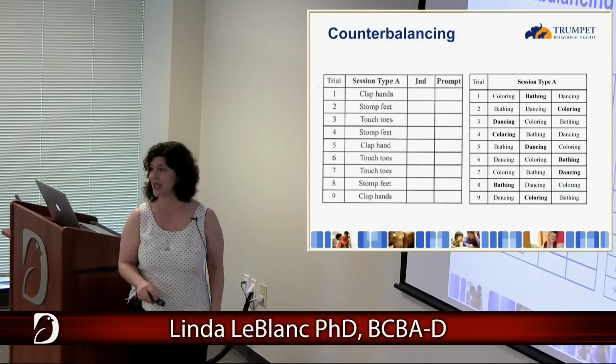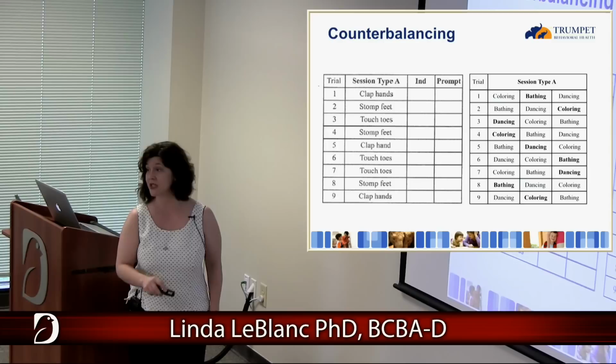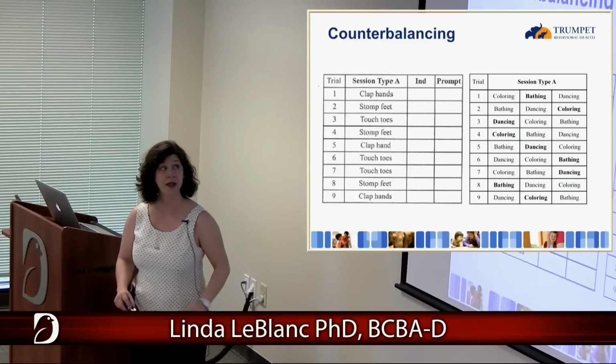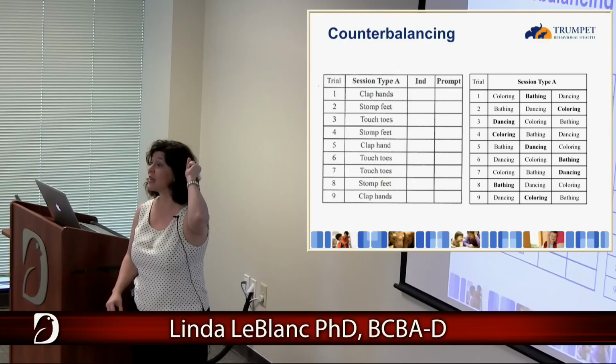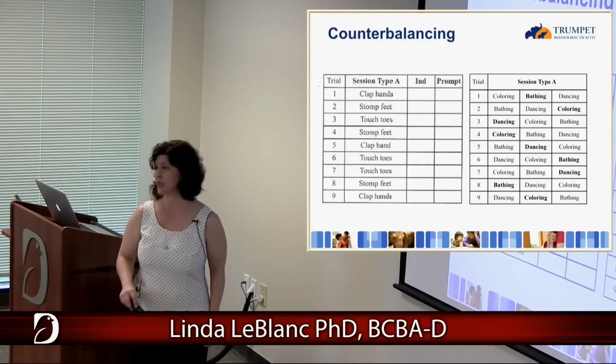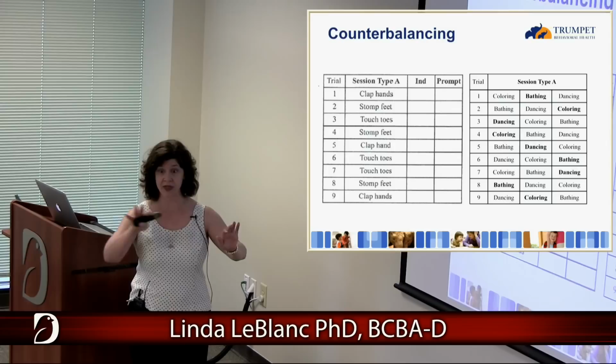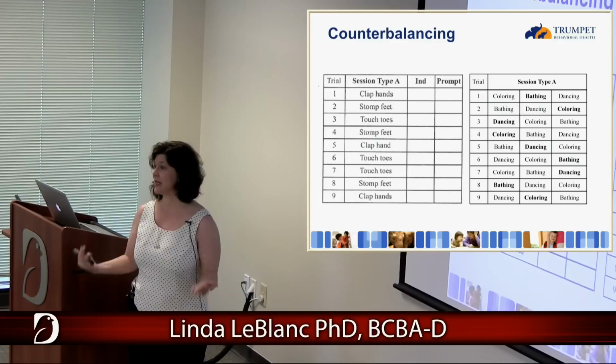So what you'll see is coloring shows up on the left side three times. It is the correct one in the left position exactly once. Bathing shows up on the left side three times. It is correct on the left side exactly once. Similar with dancing, similar for each position. You can't make that up on the fly, but you can look at the sheet and do coloring, bathing, dancing, prepare my stimuli and say bathing. Make it easy to do this counterbalancing correctly.